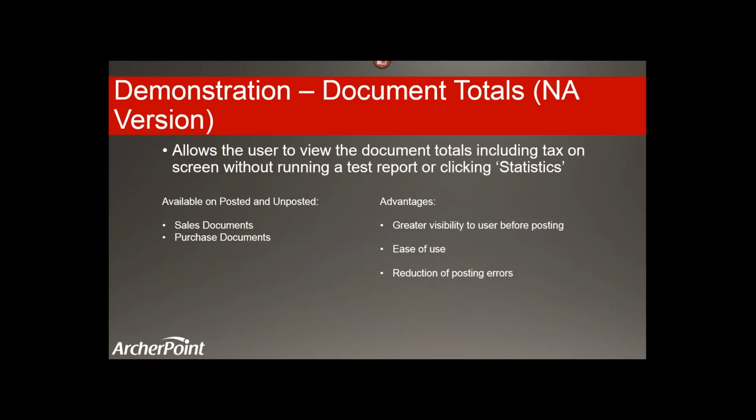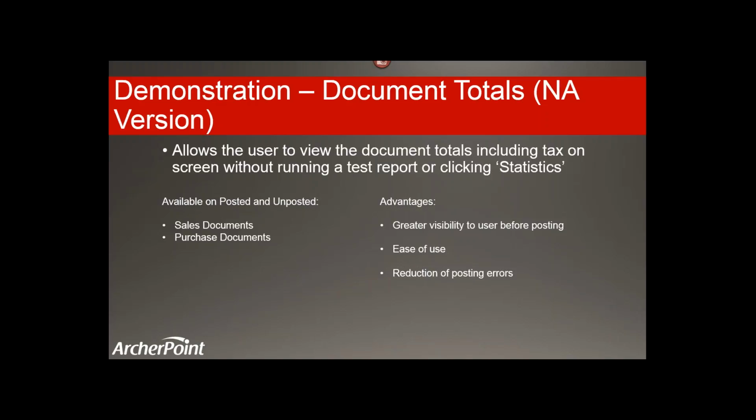First topic, document totals in the North American version. This new feature allows the user to view the document totals, including tax, on the screen without running a test report or clicking statistics. Currently, this is available on posted and unposted sales documents and purchase documents. The advantages here are that you have visibility right on the screen that you're on, and you don't have to go to another menu to look at the statistics. Ease of use and reduction of posting errors. So if you know that the totals don't look right, you can make a correction before posting.